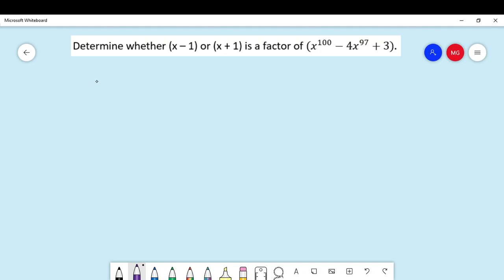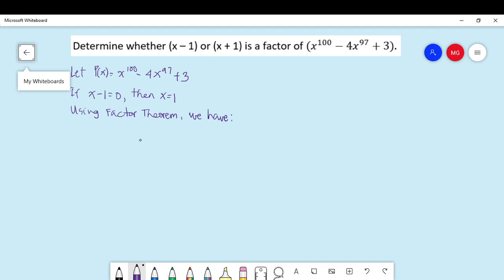Let us determine whether x minus 1 or x plus 1 is a factor of x raised to 100 minus 4x raised to 97 plus 3. We will let p of x equals this polynomial, x raised to 100 minus 4x raised to 97 plus 3. So in our first binomial, we have x minus 1. If we equate x minus 1 to 0, then our x is equal to 1.